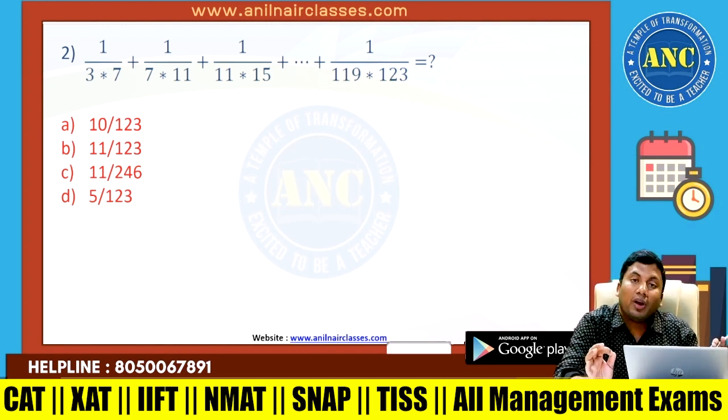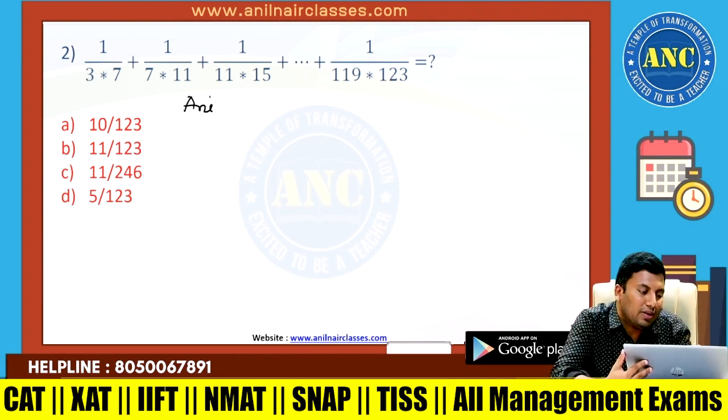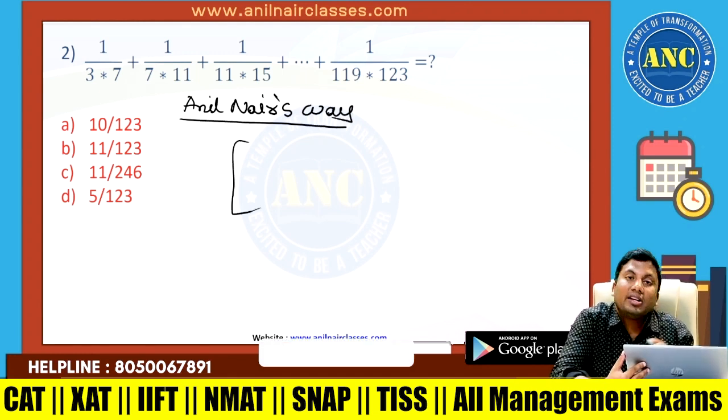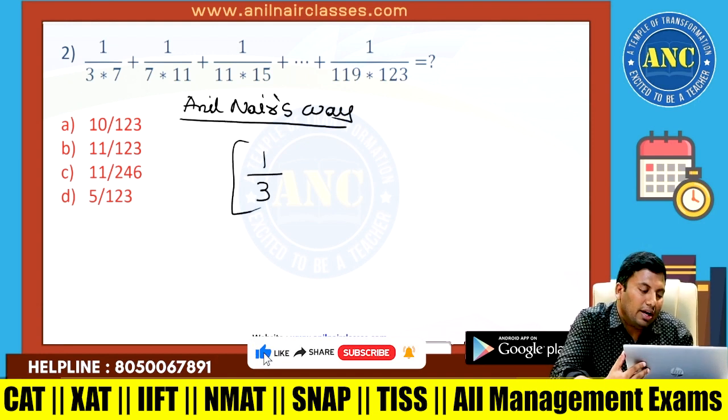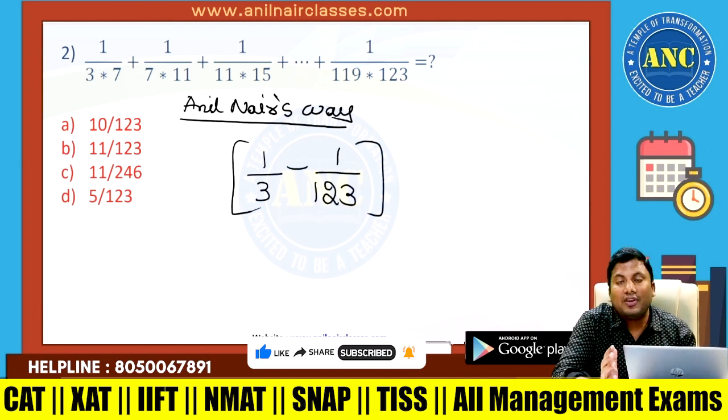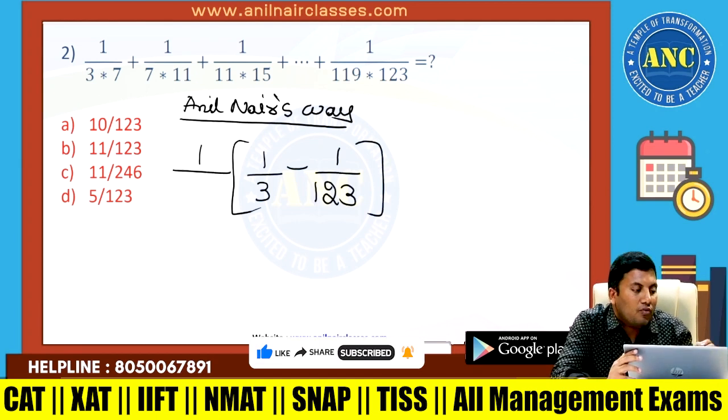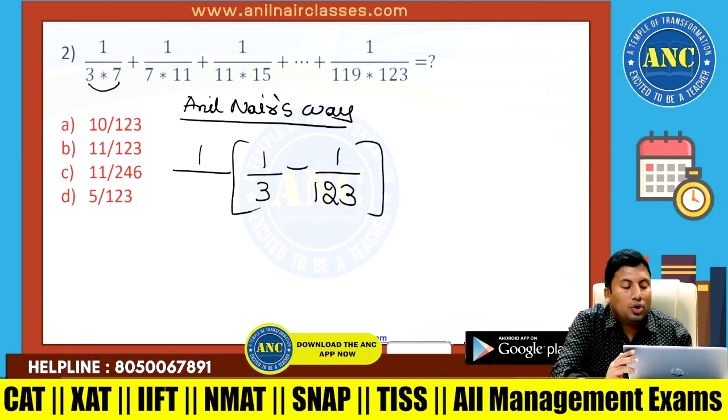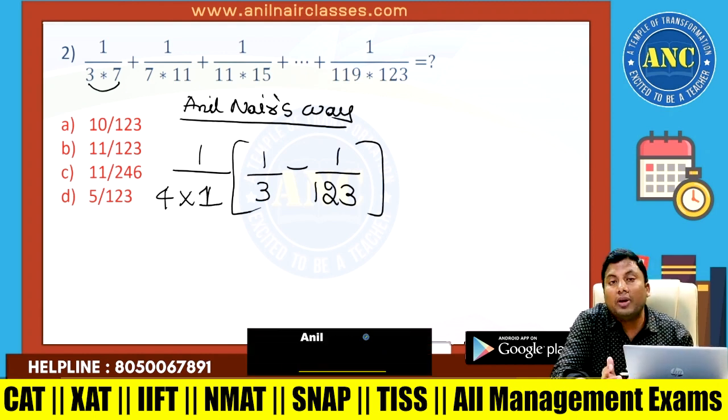and so on up to 1 by 119 into 123. We are forgetting the traditional method. First, Anil Nair's way of solving the question. If there are 2 numerical values in the denominator, condense them to 1 numerical value. Write down the first and write down the last. 1 by, what is the difference between the 2 numerical values? 4. 2 numerical values are condensed to how many numerical values?